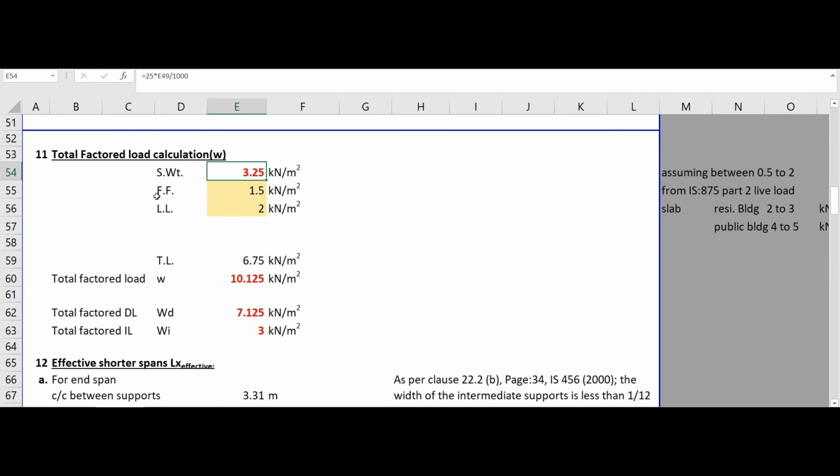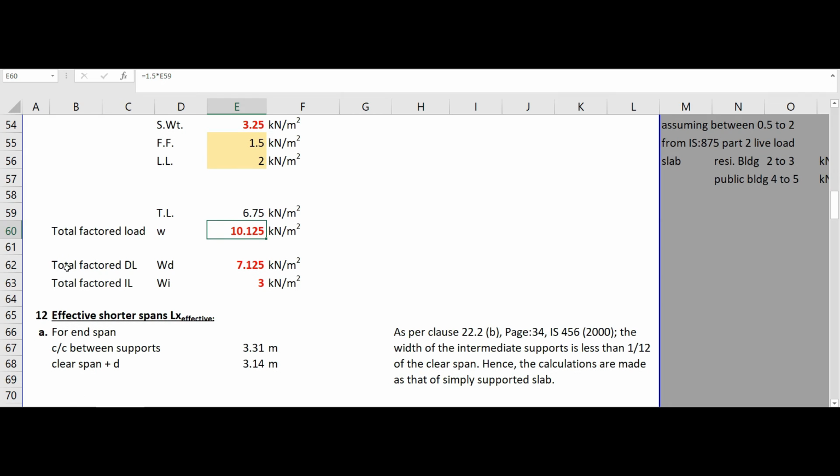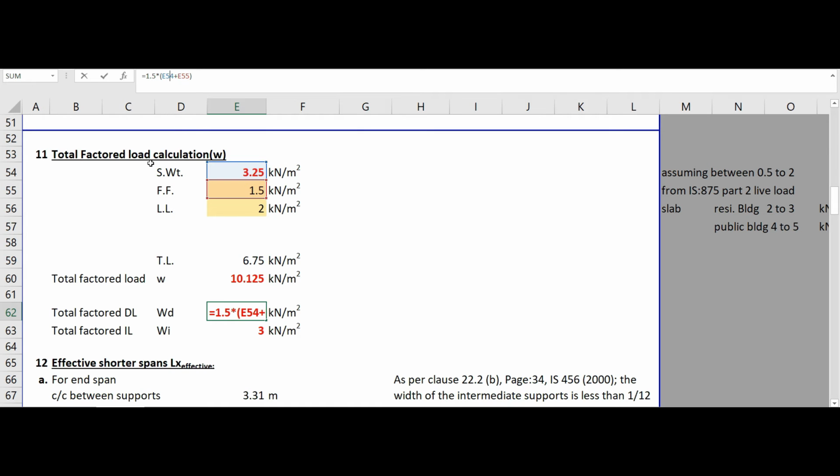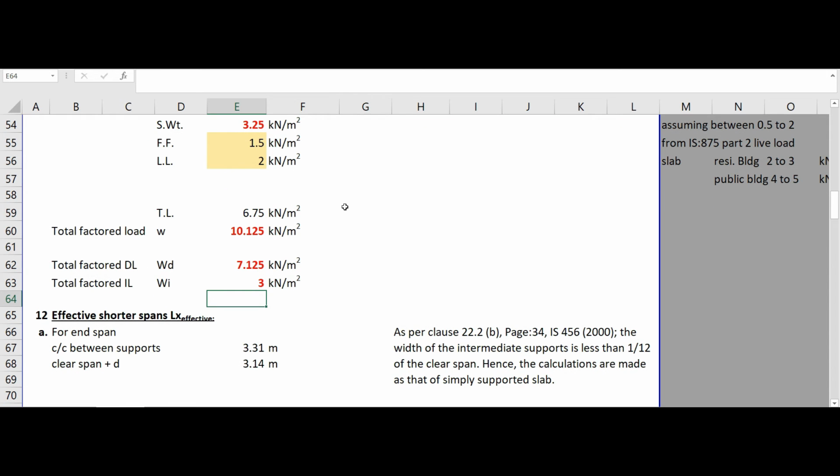Here I have assumed the floor finish as 1.5 kN per meter square and live load as 2 kN per meter square. So we will calculate the total factored load, which is equal to 1.5 times the total load, and we will calculate the total factored dead loads and live loads separately. The total factored dead load is given by self weight of the slab plus floor finish multiplied by 1.5, and similarly the total factored live load is equal to total live load multiplied by 1.5, which is the factor of safety. So we get the total factored dead loads and live loads.